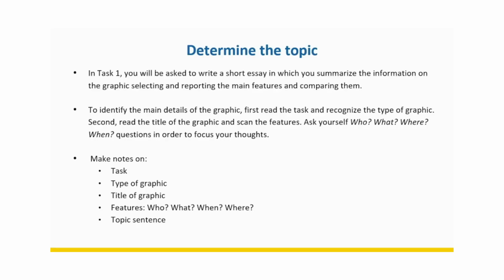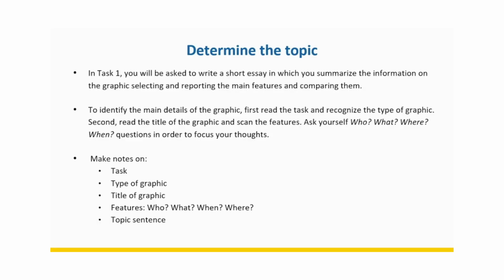And here you need to summarize the information on the graphic by selecting and reporting the main features and comparing them. In order to identify the main details of the graphic, first you need to read the task and then recognize the type of graphic you have. If you remember, we have 4 different types of graphics, such as line graph, bar chart, pie chart, and table graph. Then, secondly, you have to read the title of the graphic and scan the features.